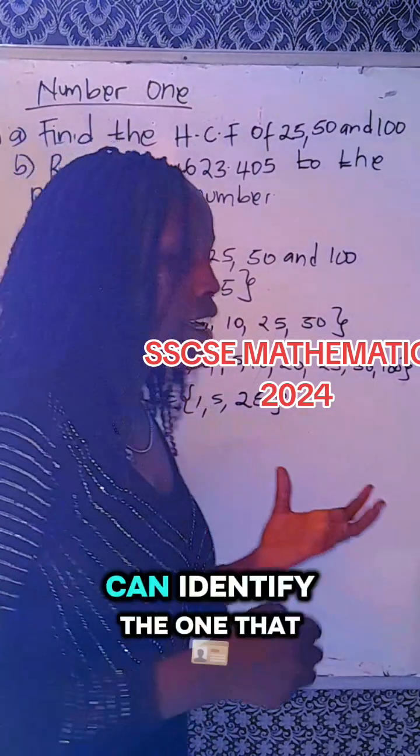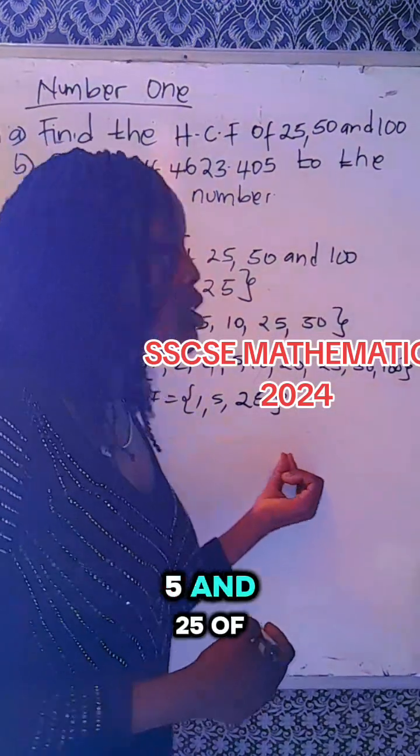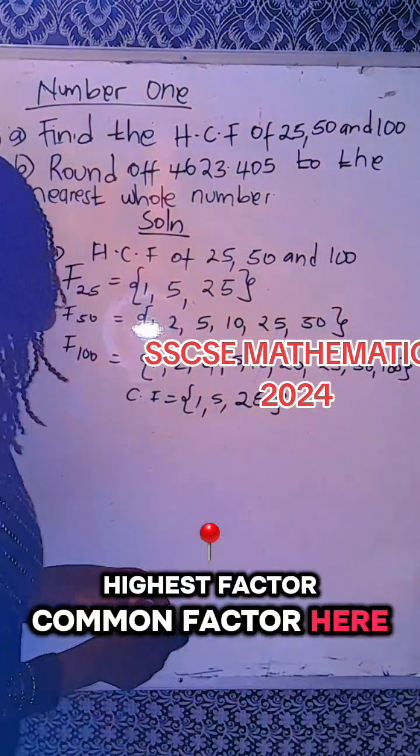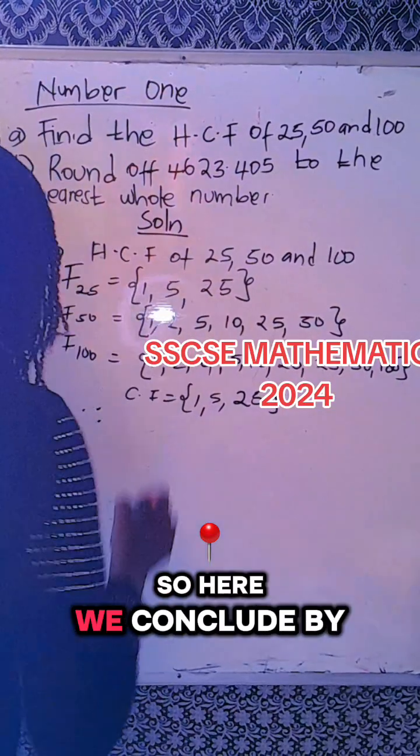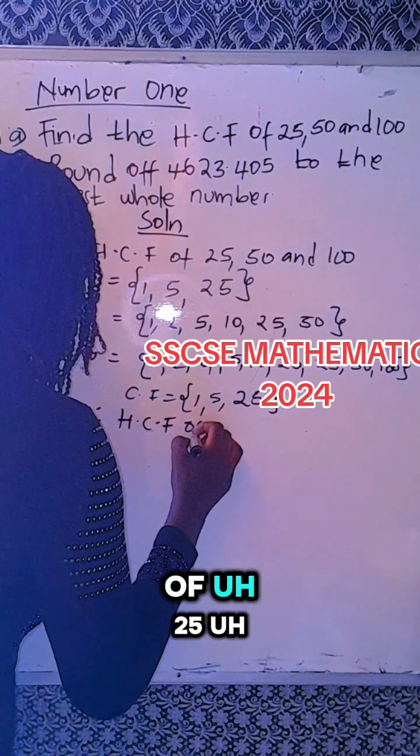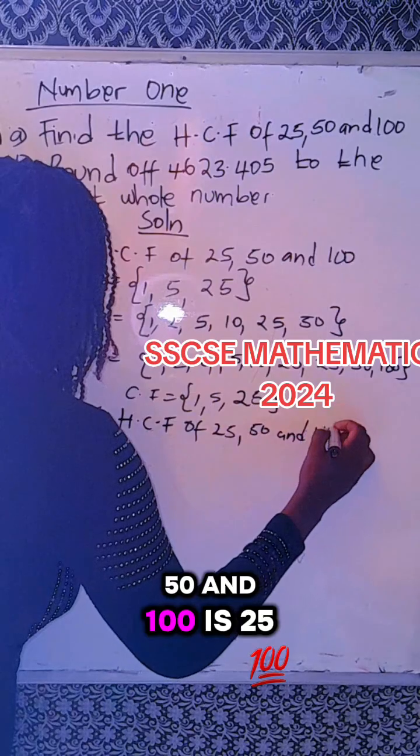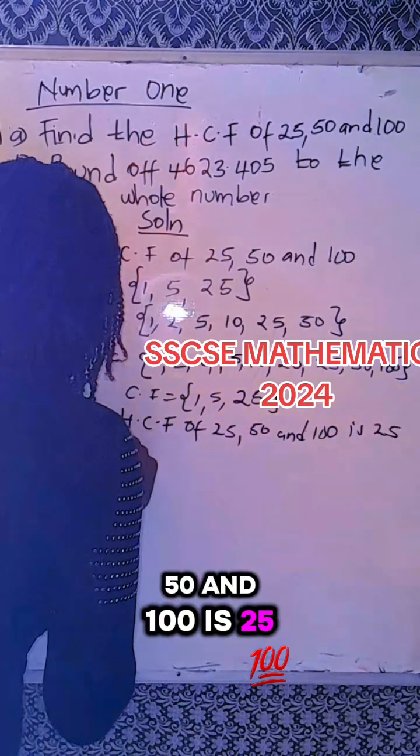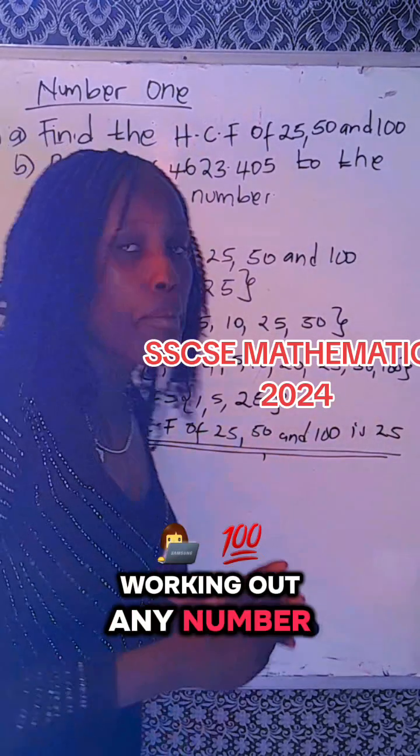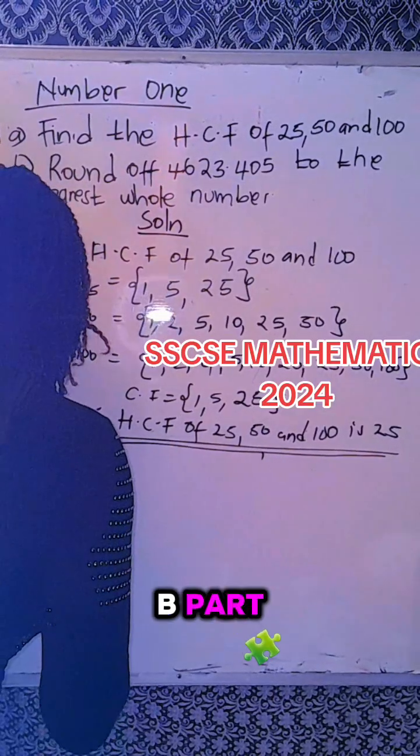So from here we can identify the one that is highest. We have 1, 5, and 25. Of course, 25 is the highest common factor here. So we conclude by saying, therefore, the highest common factor of 25, 50, and 100 is 25. Then you need to be very smart when you are working out any number pertaining to maths. So let's come to the B part.